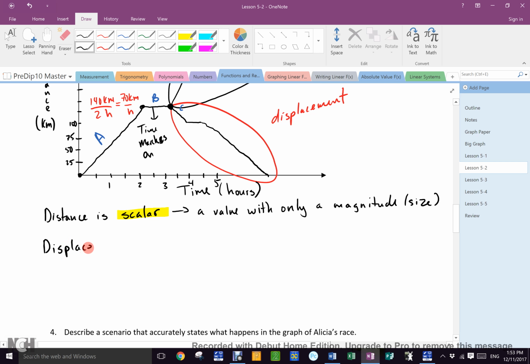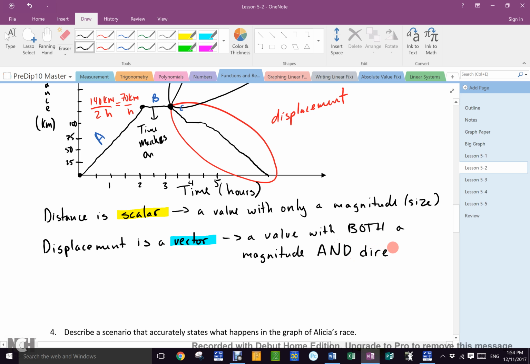Displacement is a vector. What's the symbol for vector? It's like the big V. And a vector is both a magnitude and a direction. Okay? So, this graph is displacement because the direction changes. He went away and then he went home.